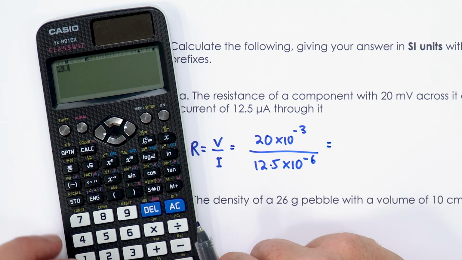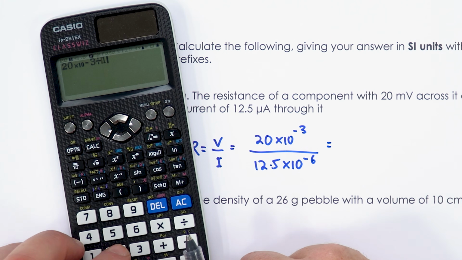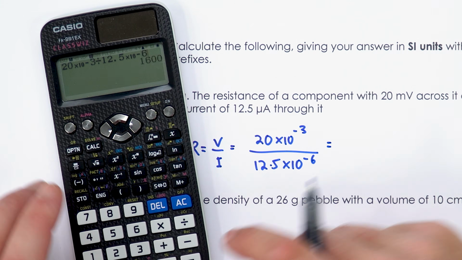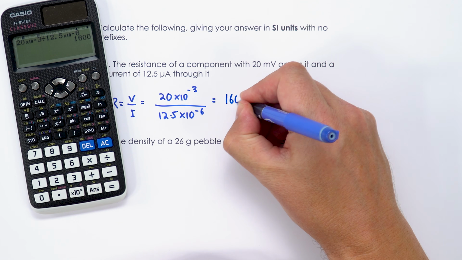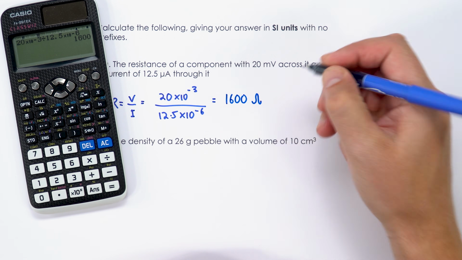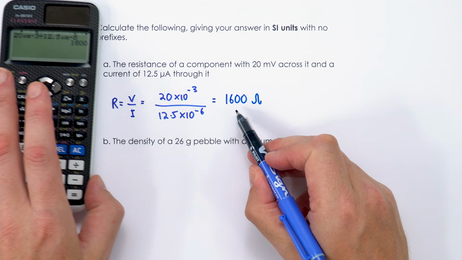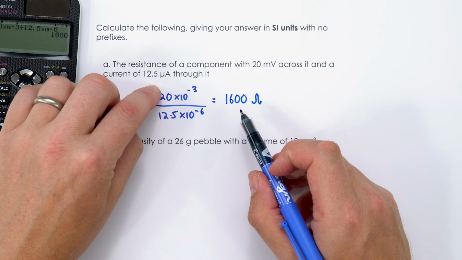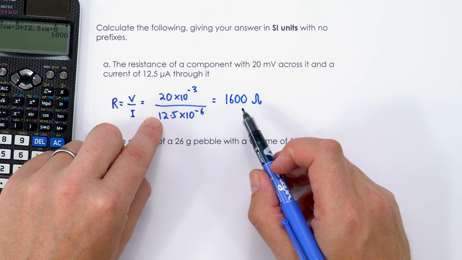So if I do that on the calculator, we've got 20 times 10 to the minus 3 divided by 12.5 times 10 to the minus 6, which is equal to 1600, and the units for that would be ohms. So that's the kind of thing we're expecting when we're dividing a small number by a really, really small number.